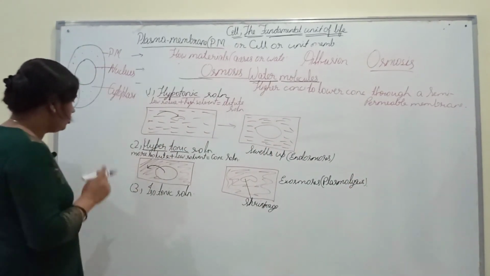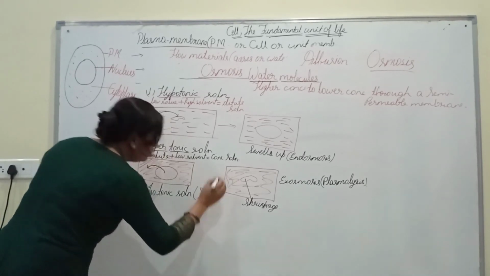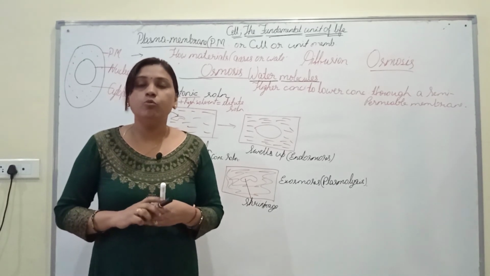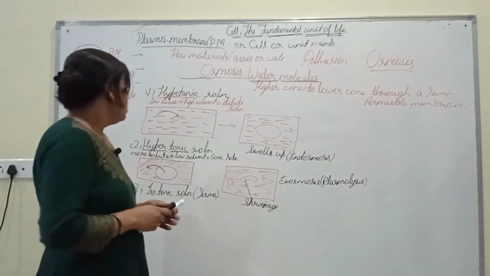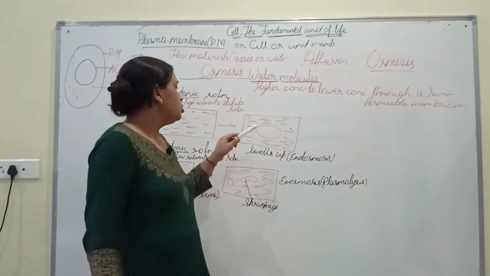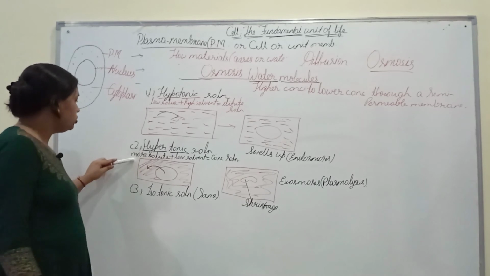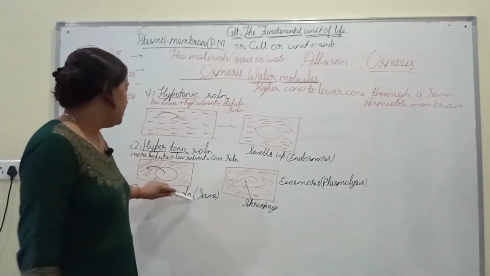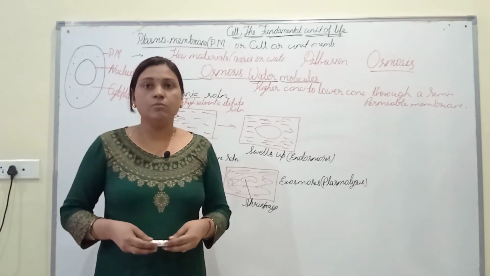Now isotonic solution, as the name suggests, means same or equal. If the solute and solvent both remain constant, there will be no movement of any material. So if we keep any cell inside a hypotonic solution, it swells up because of the osmosis process, while in a hypertonic solution it shrinks up because of the concentrated solution, and in an isotonic solution there will be no change. So this is all about the plasma membrane. Thank you.